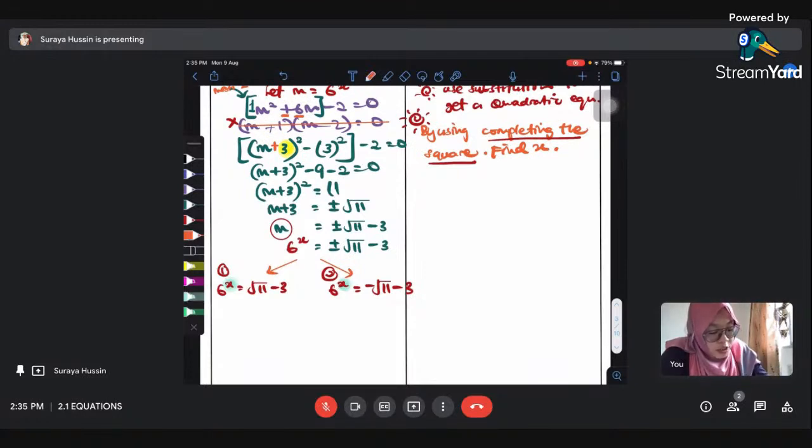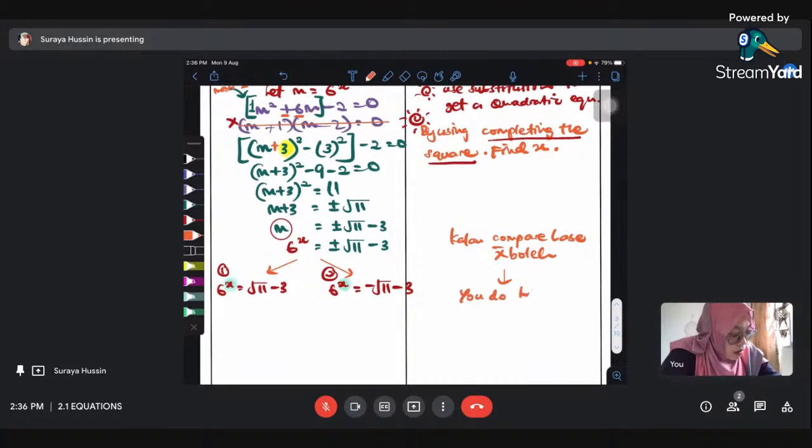Okay, so now you are trying to find X and you cannot because you don't have the same base. Base tak ada yang sama. Tak ada langsung yang sama. So, kalau base tak boleh, do you remember kalau compare base tak boleh, what do you do? Log both side. Itulah dia. Kalau compare base tak menjadi, you buat log both side.